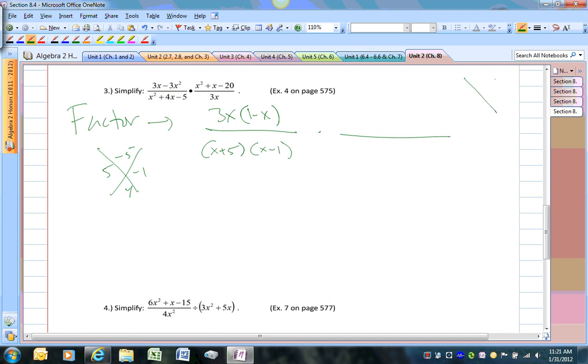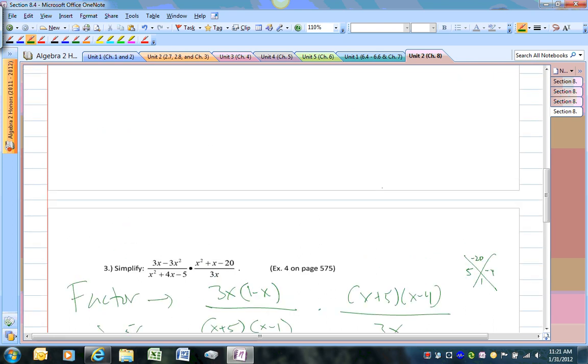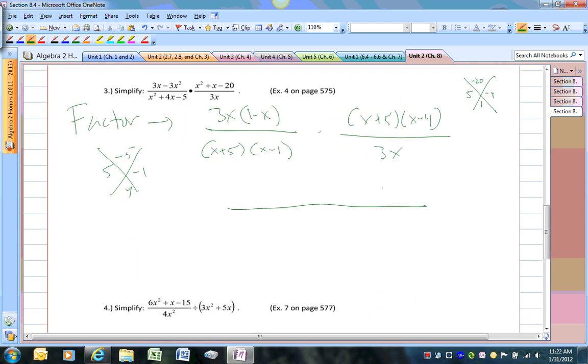Up top, if you want to do a diamond, x plus 5, x minus 4. And here you have 3x. Before I cross stuff out, just like I did in number 2, let's combine the fractions, so that way we're less likely to make a careless mistake.